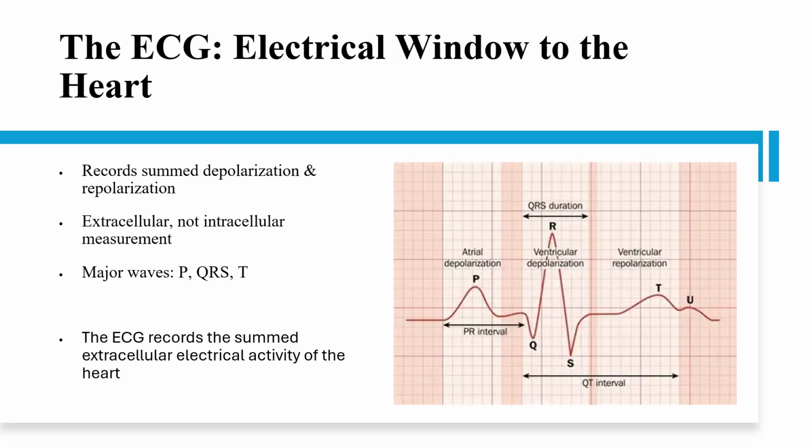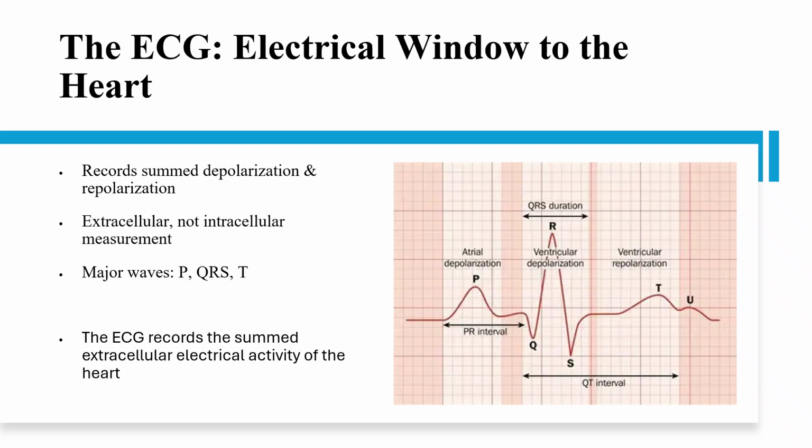A moment to appreciate what the electrocardiogram really shows us. It's often described as the electrical window to the heart because it lets us see what's happening electrically inside the myocardium from the outside of the body. The ECG doesn't measure the activity of a single cell. It records the summed electrical currents generated as millions of cardiac cells depolarize and repolarize in a coordinated sequence. In other words, every wave you see on the surface is a reflection of the heart's internal choreography of ions moving across membranes. It's also important to remember that the ECG is an extracellular measurement.